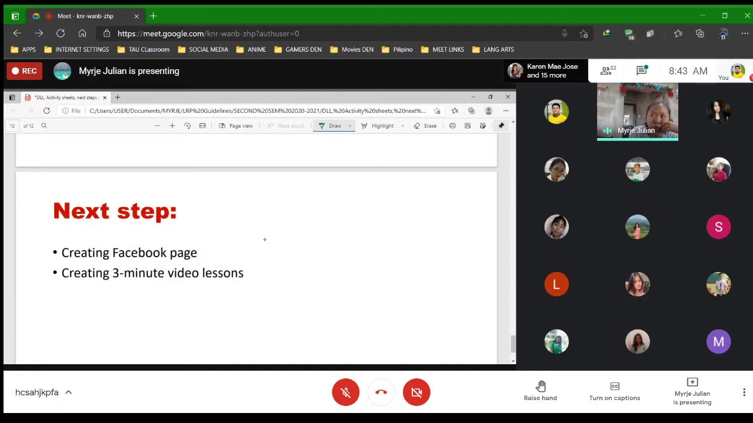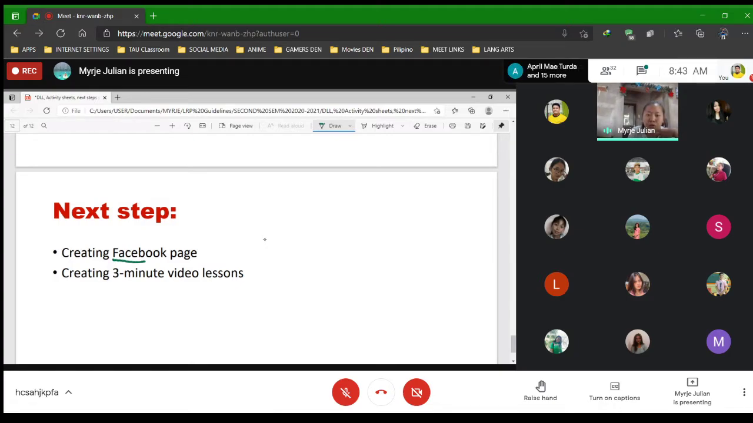Kapag nag-upload tayo ng videos, ng files doon sa Facebook page natin, pwede bang i-organize yun? Pwede ko ba yung i-organize in terms of video? Kunwari, sa documents natin, we can organize our files. We can assign folders for Excel files only, folders for Word only. Mga ganon. Pwede ko bang gawin yun din sa Facebook page?